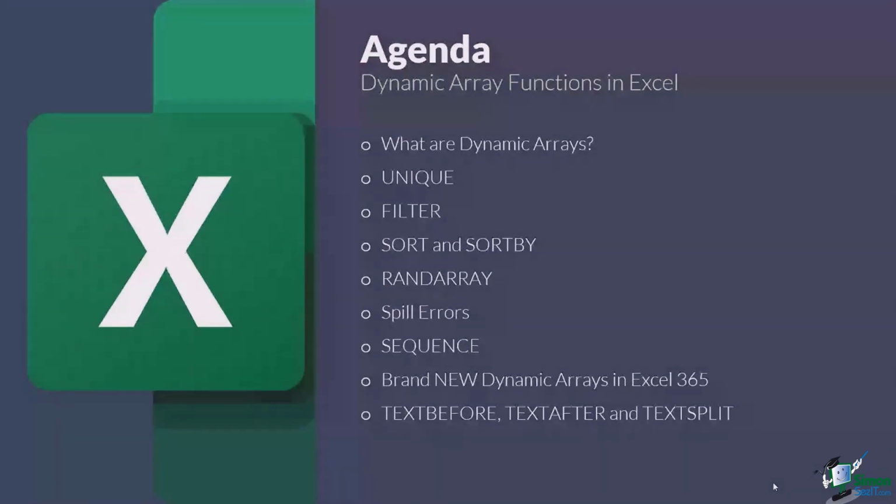So we're going to take a look at unique, we're going to look at filter, sort and sort by, RANDARRAY. I'm going to talk to you about spill errors and sequence. And then right at the end, I am going to show you 3 of the brand new dynamic arrays that have just been released, because these 3 are awesome. So if you were ever thinking about upgrading to Microsoft 365, for me, these are a reason to do it because these are amazing if you work in Excel. So we're going to take a look at all of these.